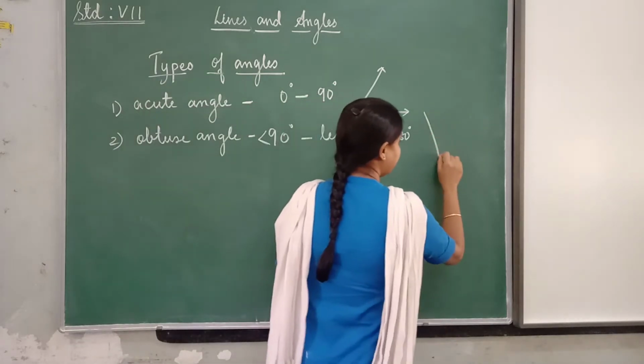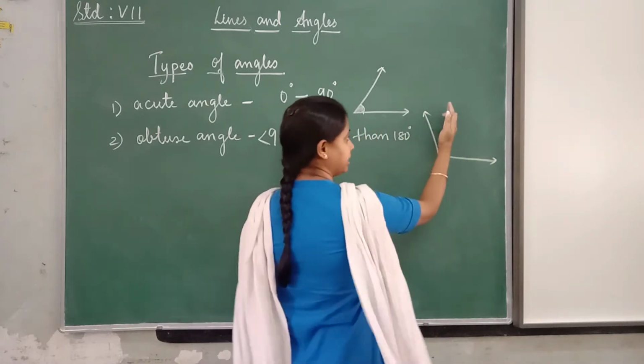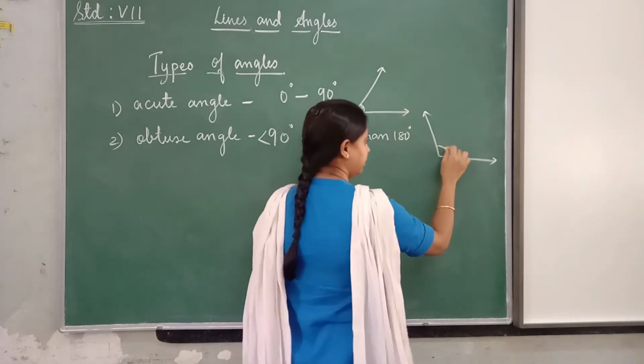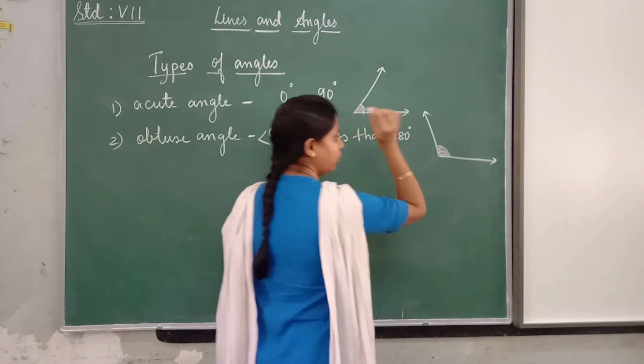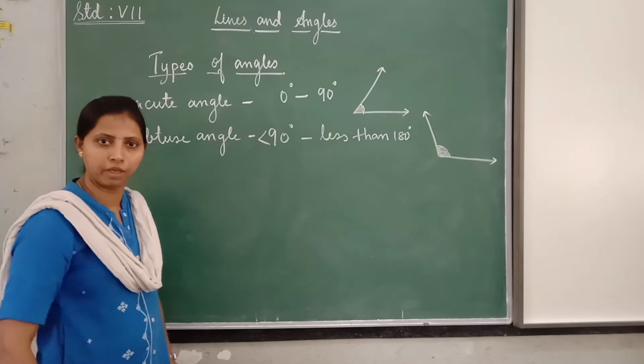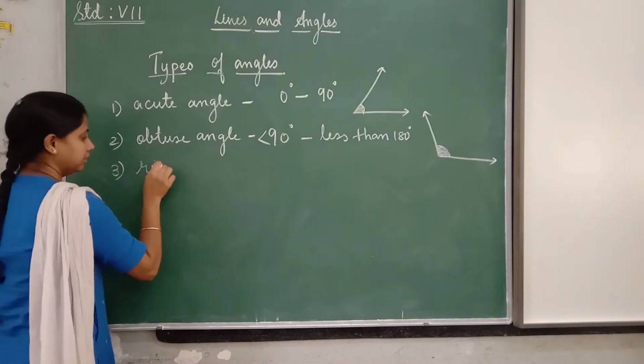So obtuse angle always you will get in this form. Yes, 90 degree, more than 90 degree. See the space in between. Okay, so this is an obtuse angle. Okay children. Then next is right angle.